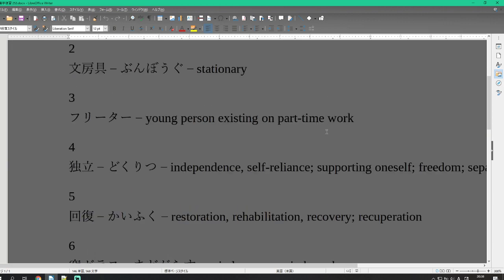Number 3 is furita, a young person existing on part-time work. This is a specifically Japanese phrase, I guess, as I'm not sure you can live on just part-time work unless you have like 2 or 3 jobs in America. Furita. I think this is supposed to be a flitter or a fleeter, perhaps, in English. It might come from a different language. Furita is a young person existing on part-time work.